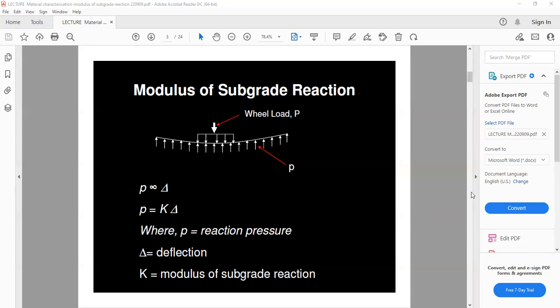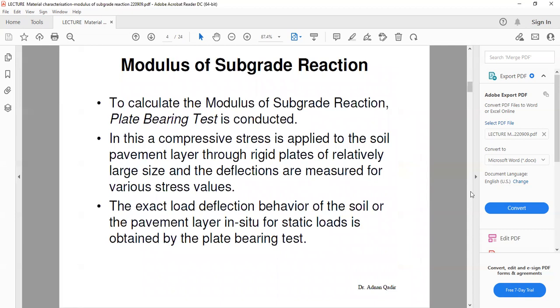Now, how to calculate the modulus of reaction: a technique known as the plate bearing test is conducted. This plate bearing test is similar to the pile load test you see while passing by when a bridge is being laid, where the piles are tested. So you can say it's a smaller version of what we do during the plate loading test.